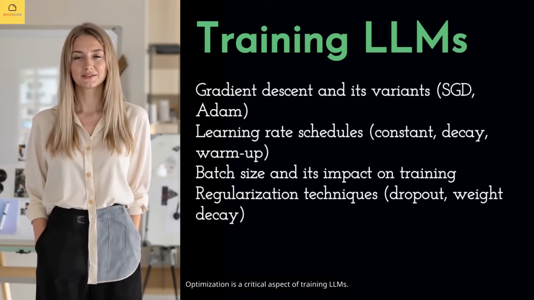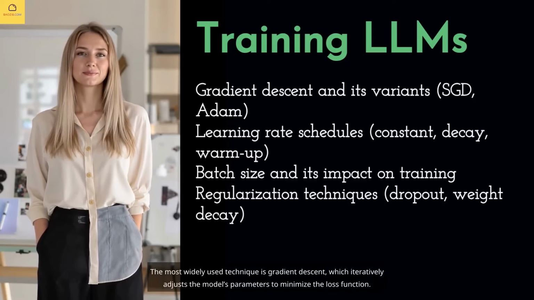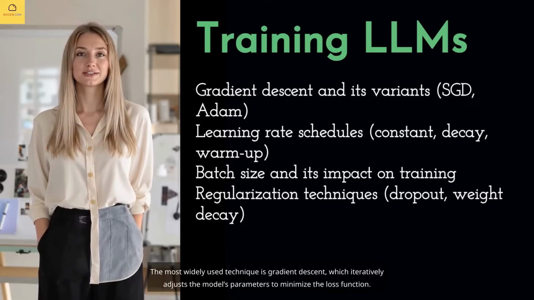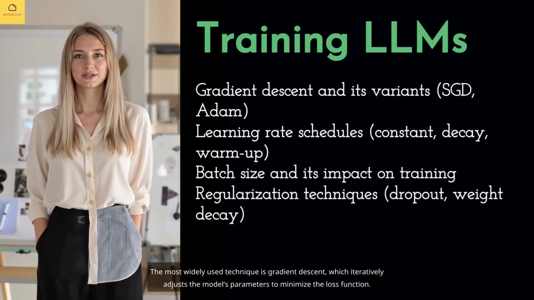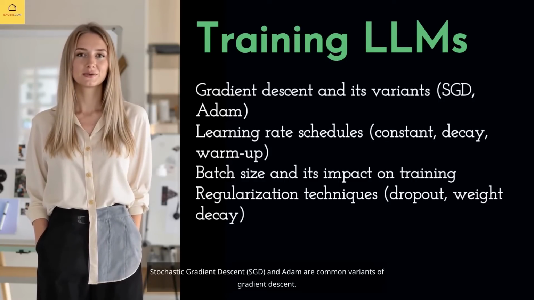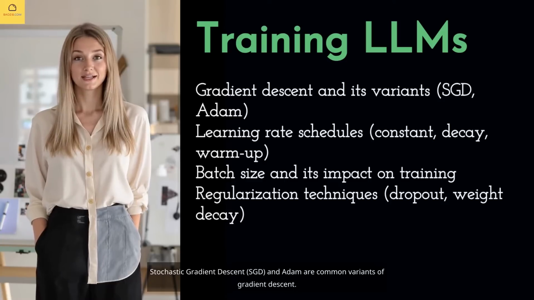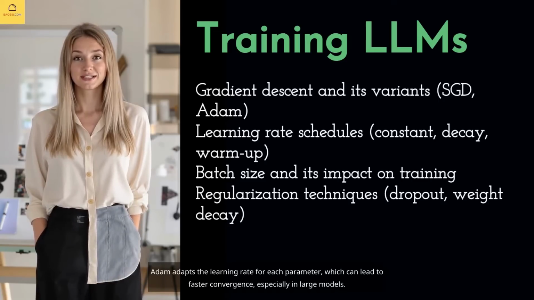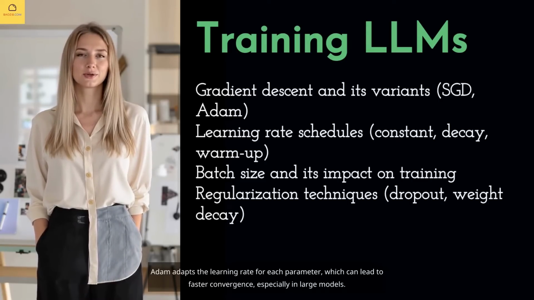Optimization is a critical aspect of training LLMs. The most widely used technique is gradient descent, which iteratively adjusts the model's parameters to minimize the loss function. Stochastic gradient descent, SGD, and ADAM are common variants of gradient descent. ADAM adapts the learning rate for each parameter, which can lead to faster convergence, especially in large models.